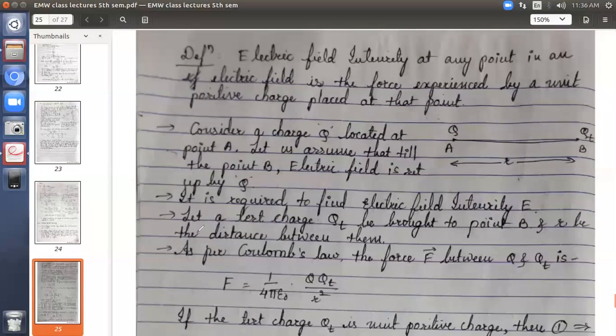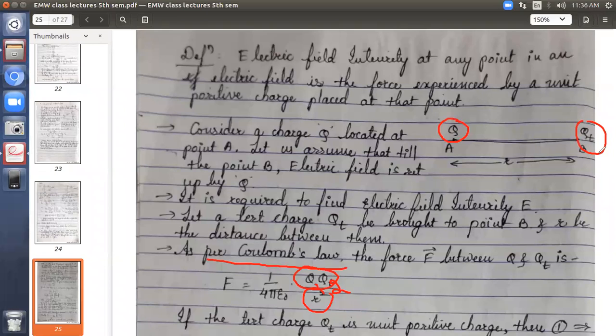Now, as per Coulomb's law, we have already seen what Coulomb's law is. F equals 1 by 4 pi epsilon naught. If two charges are there, Q1 and Q2, we write it as Q1 into Q2 divided by the square of the distance between those two charges. That is the force as per Coulomb's law. But in our considered case, one charge is Q, the other charge is Qt.